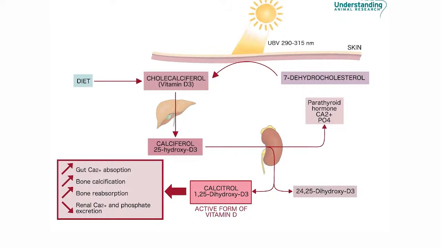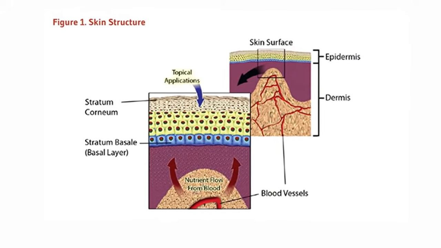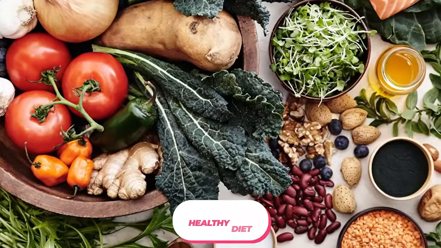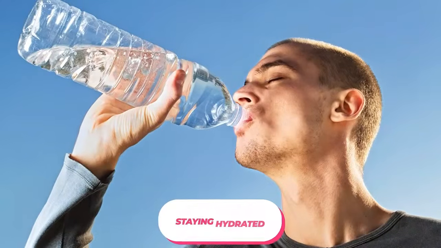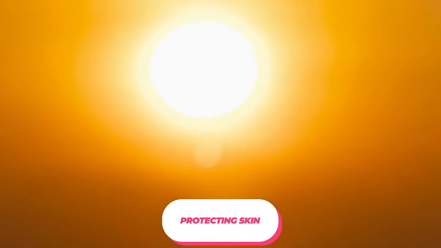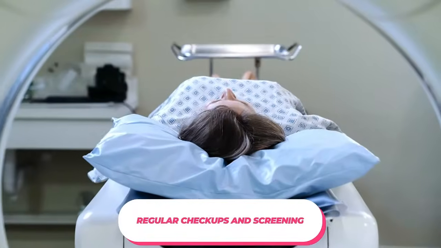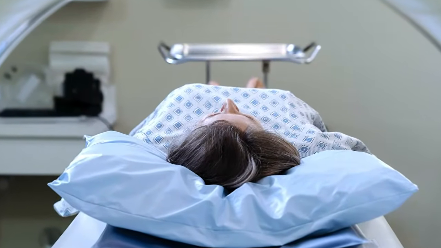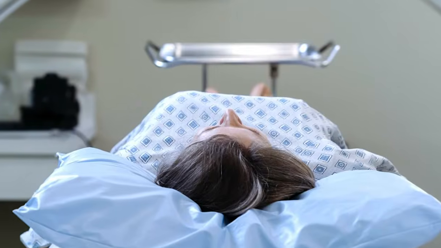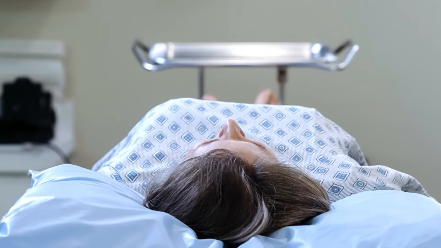The skin also plays a role in vitamin D production, which is essential for bone health. It's important to take care of the integumentary system by maintaining a healthy diet, staying hydrated, and protecting the skin from excessive sun exposure and other environmental factors that can cause damage. Regular checkups and screenings can help to detect any disorders or diseases of the integumentary system as early as possible.